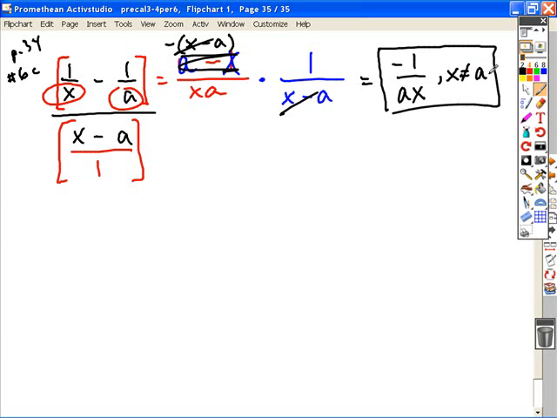It can't equal a. And when we look at, again, it's often a good idea to go back and double check everything. Can x be 0? No. Is that shown in the simplified form? Yes. Can a be 0? No. Is that shown in this form?